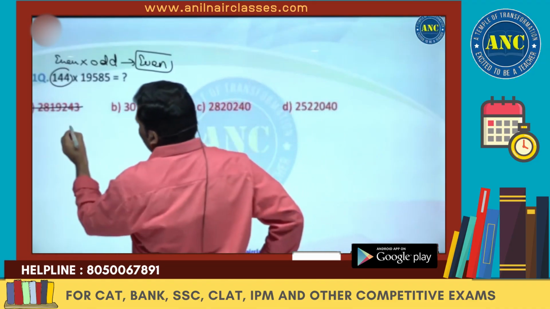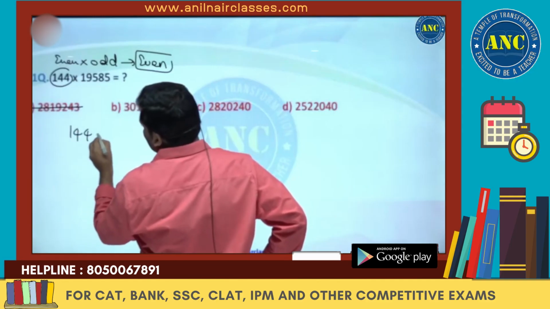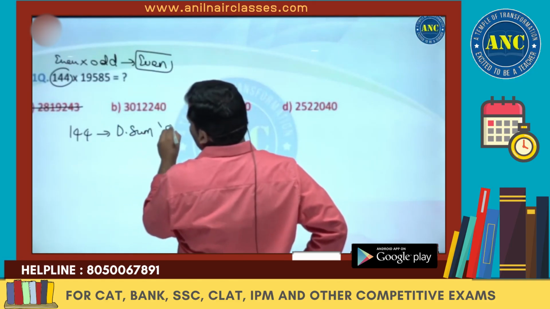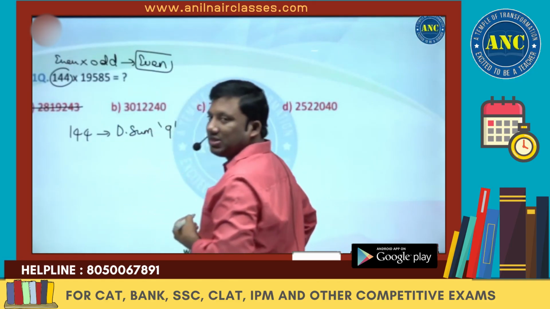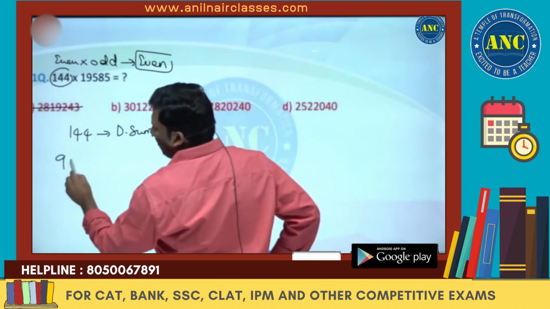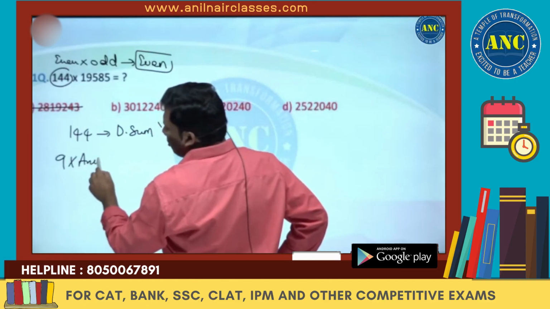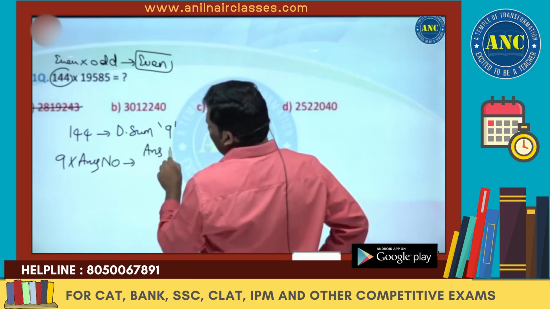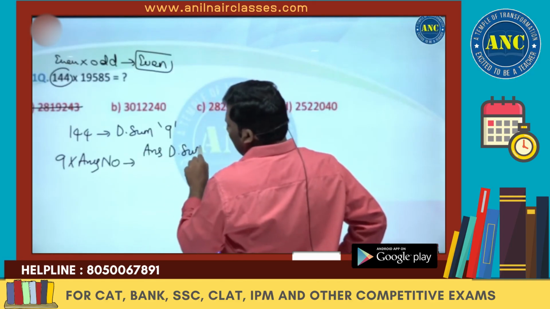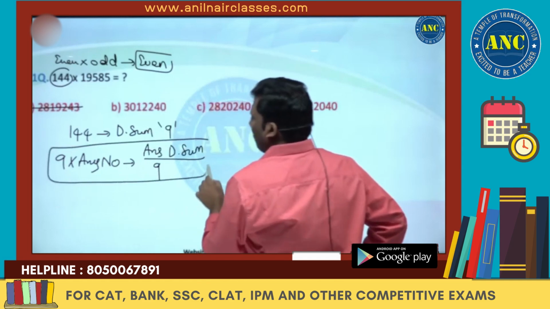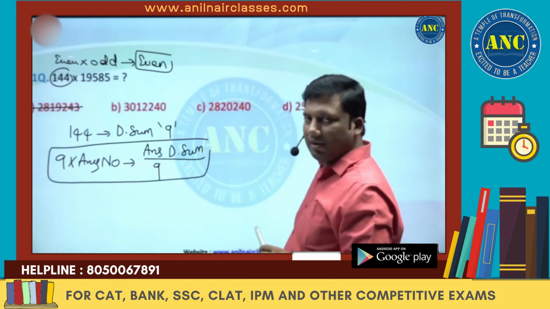Next, 144. What is the digital sum, the sum of the digits? 1 plus 4 plus 4, the sum of the digits is 9. So 9 into any number, the answer's digital sum will be 9.